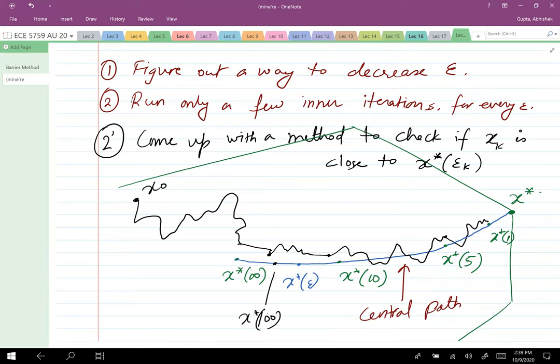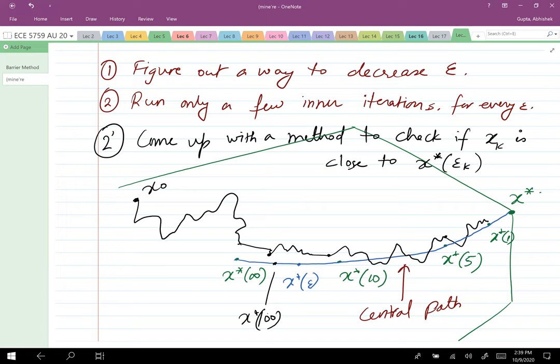Okay, so that will determine how many inner iterations we need to run. So if you are close to x star epsilon k, we can just proceed and reduce the value of epsilon k, because we are close to the central path. So we can go to step one. And then again, run a few inner iterations and check if you are close to central path, then again, change epsilon k. Okay, so two and two prime are similar tasks. Two prime is a bit more precise algorithmically what we need to do.